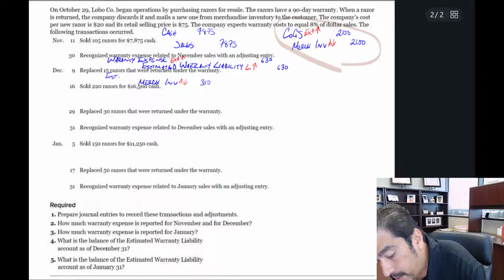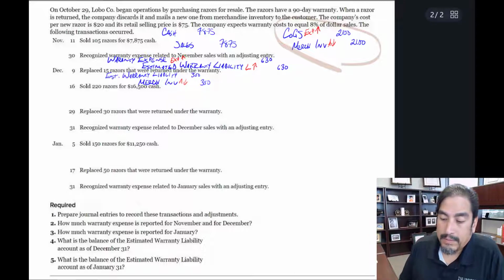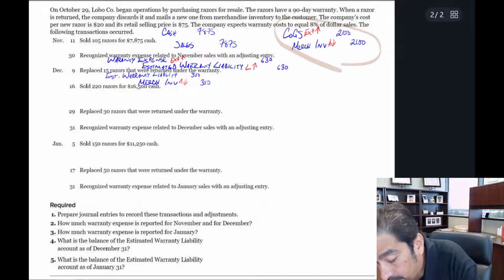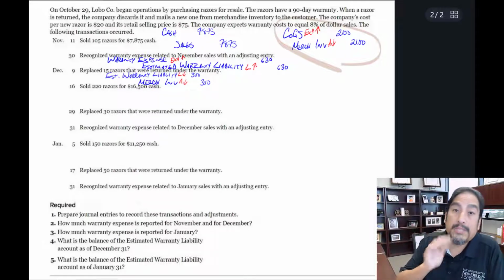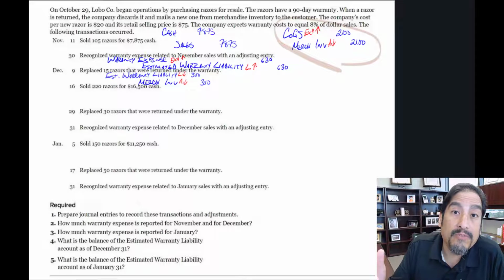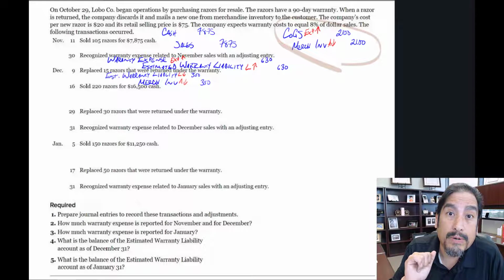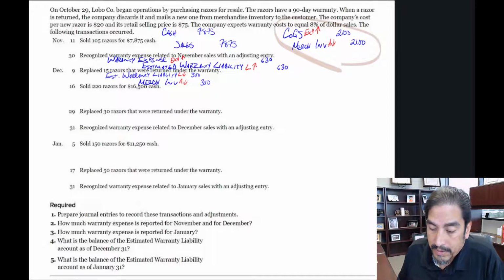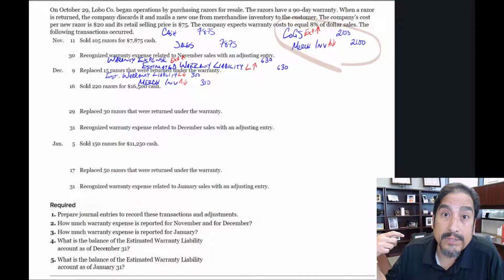Estimated, I'm going to abbreviate a little bit, warranty liability for $300. That's the liability account that we're using some of it up. We put $630 in there at the end of November, and we've just used up $300 of it right now at the beginning of December. So a debit to estimated warranty liability and a credit to merchandise inventory, because we're just going and getting these 15 razors out of inventory, so we need to reduce the inventory account. We're just grabbing them out of inventory and giving them to the customer with our apologies.